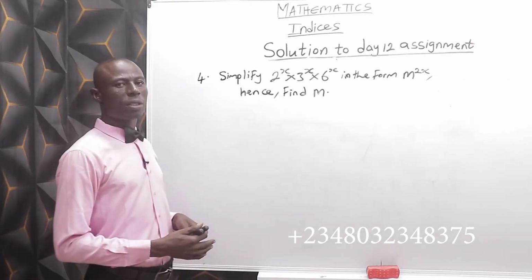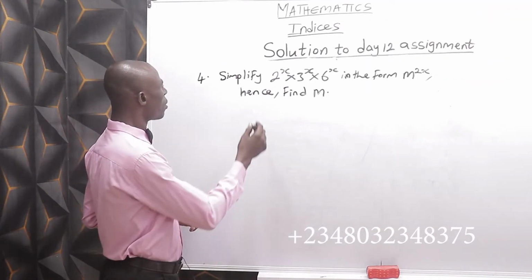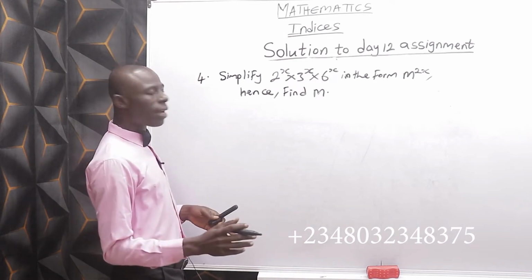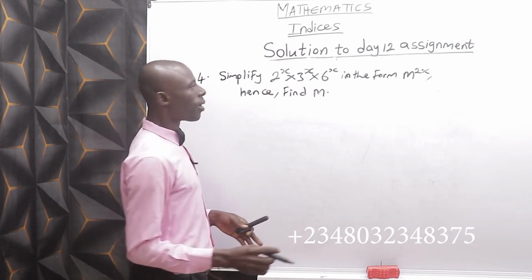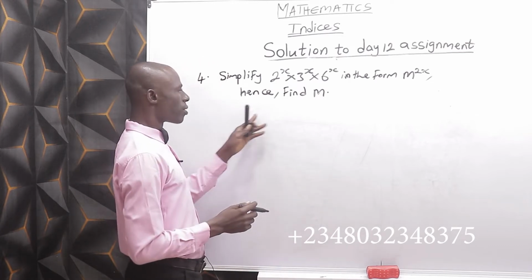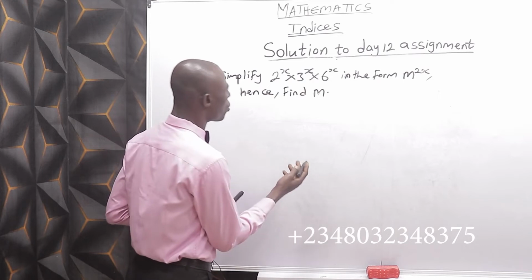Let's see the last question in the assignment. Simplify 2 raised to power x times 3 raised to power x times 6 raised to power x in the form m raised to power 2x. Hence, find m. So what do we do?